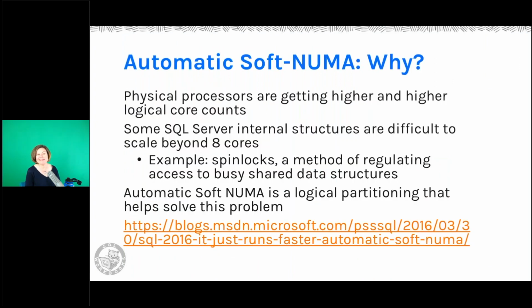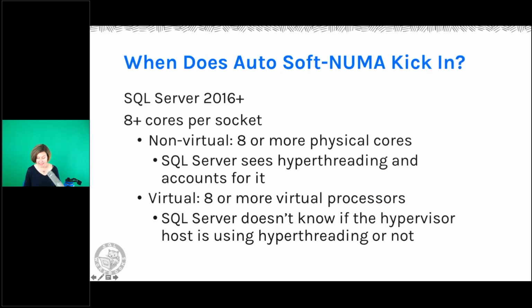This only kicks in if you have a certain amount of cores showing. So if you just don't have enough cores, it will not kick in. And the type of things that this solves are things that you're only really going to see in a very high concurrency system, things like spin lock access to shared data structures. It's a logical partitioning, and the Bobs, Bob Dorr and Bob Ward at Microsoft, have helped blog about this a bit. It will kick in at different times at different levels.